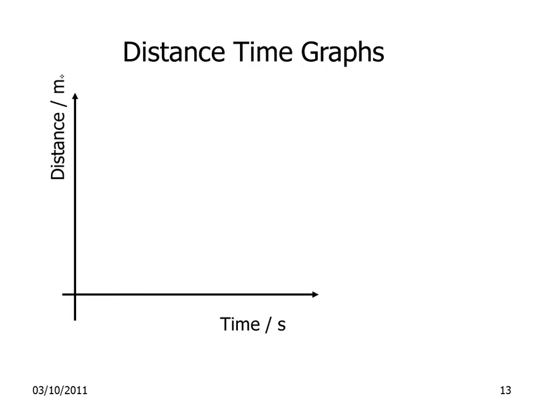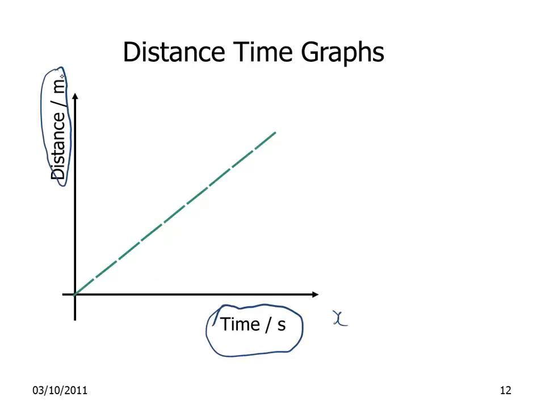If the graph is a straight line like this, the object is moving at a constant velocity, assuming that it's going in the one direction. We'll just assume that.